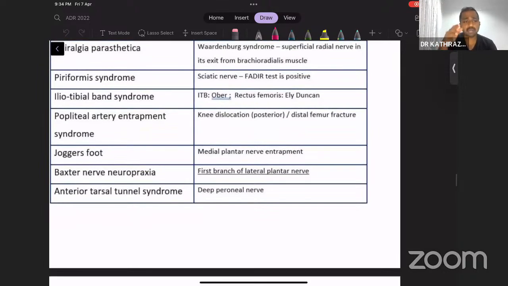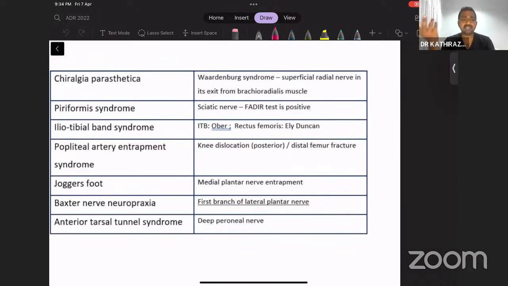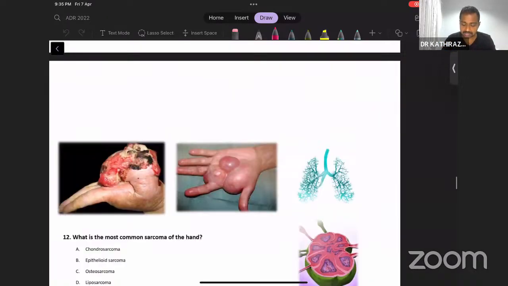I have given a few other things like jogger's foot, Baxter nerve, anterior tarsal tunnel syndrome, popliteal artery entrapment, iliotibial band syndrome. In order to assess an iliotibial band, what test will you do? Ober test. While if you want to assess the rectus femoris, what test will you do? Ely's test. All these tests can be potential questions. Piriformis syndrome: the sciatic nerve can be affected, and the patient cannot do flexion, adduction, and internal rotation. FAIR test is positive. So these are all potential common compressive neuropathies which they can ask as a question.